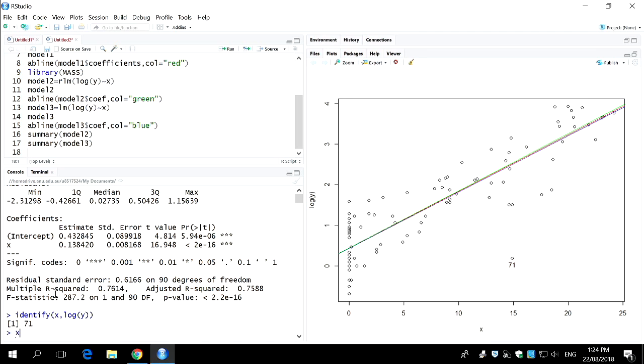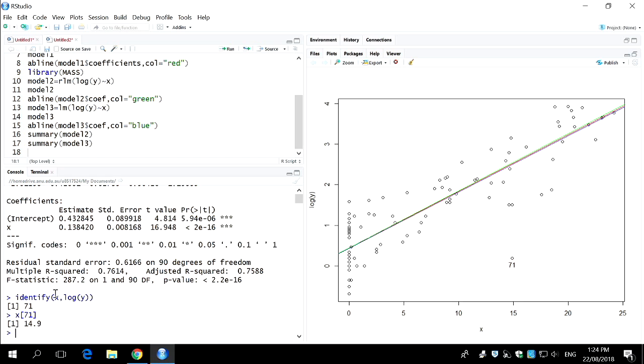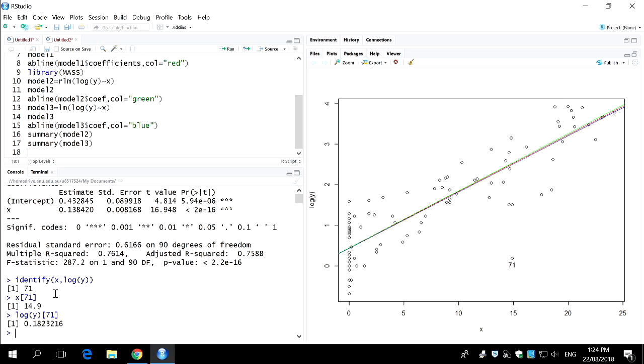So let's have a look at x71. That rat had a blood loss of 14.9, that looks right. Let's have a look at log y. I hear sirens. 71 is 1.82, which is low, right? Which is low.